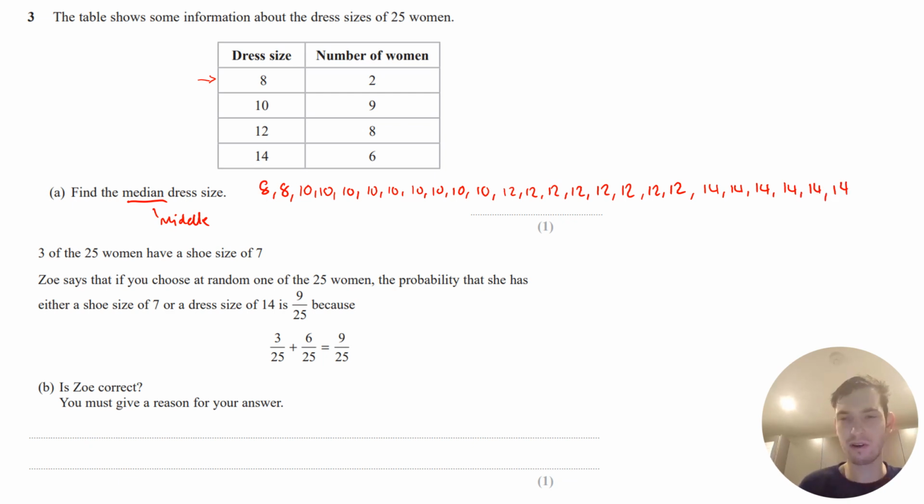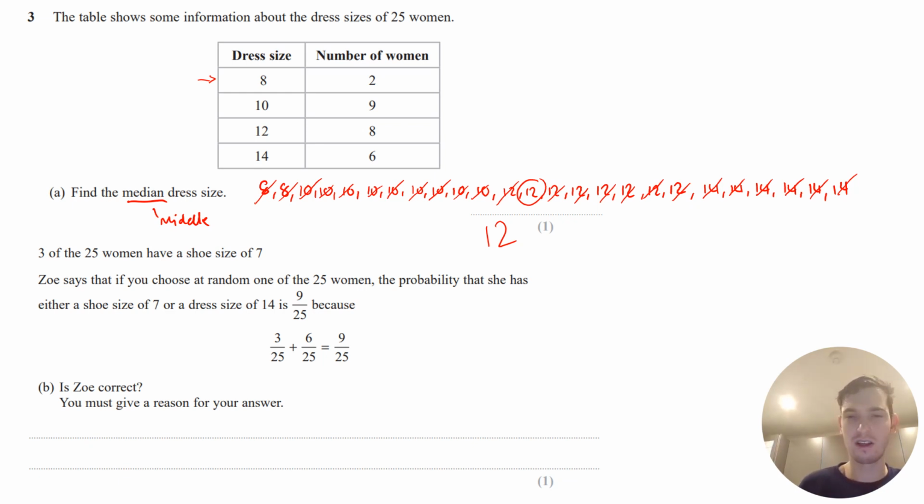And now I'm going to cross off the biggest and the smallest until I get to the middle number. So smallest, biggest, keep on going. And I get 12, which is my median. That's the long way. You could do it a bit of a shorter way.